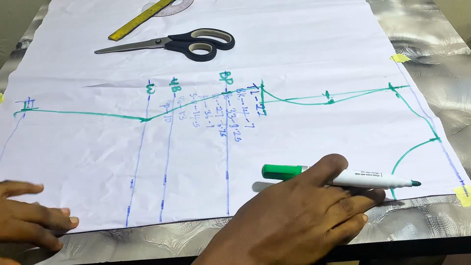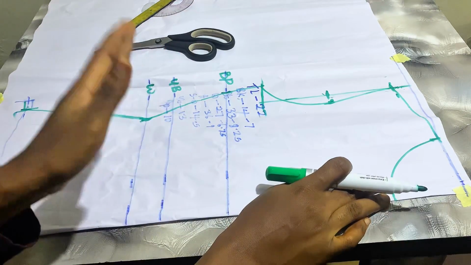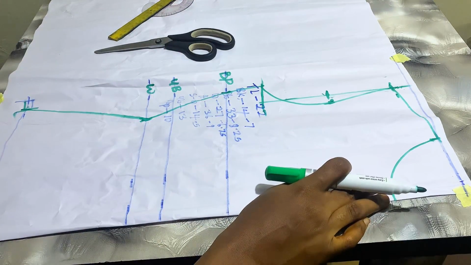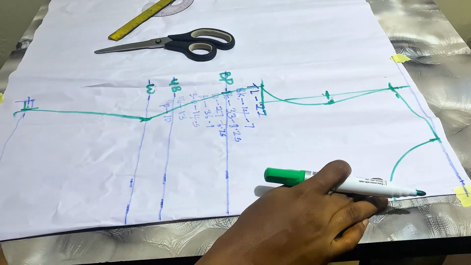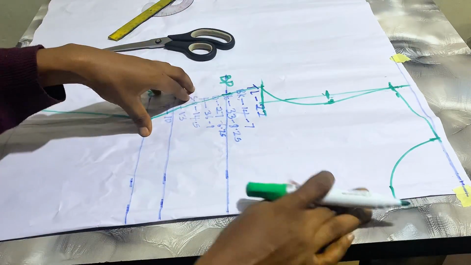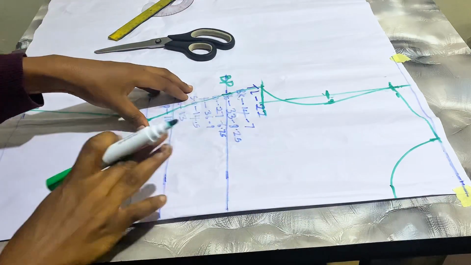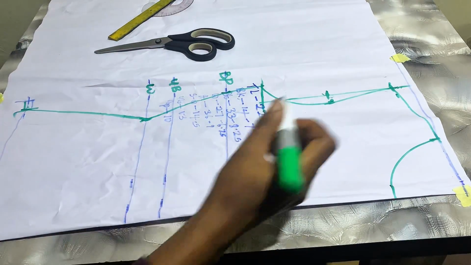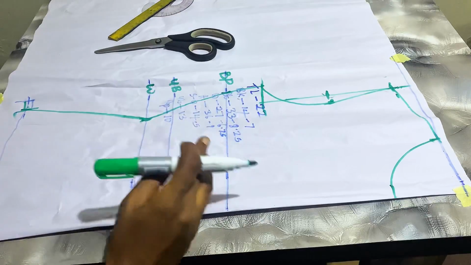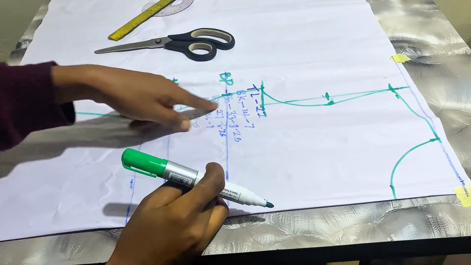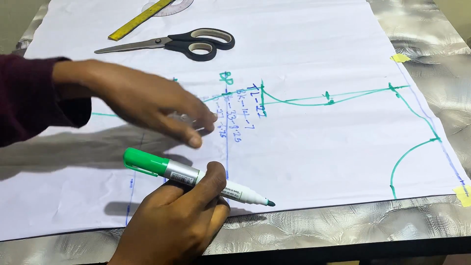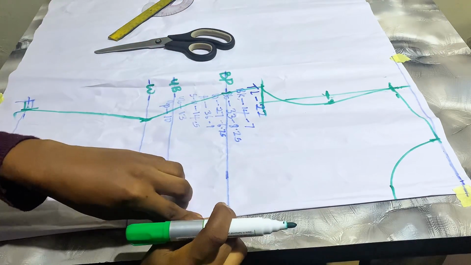So I've already drafted my pattern. If you don't know how to draft your basic bodice pattern, please check our other videos. You'll be able to understand this. Because of time, I don't go into just drafting my normal basic bodice pattern. I've already drafted the basic bodice pattern. I've inserted all the allowance. I've inserted the measurements we needed for the owner.